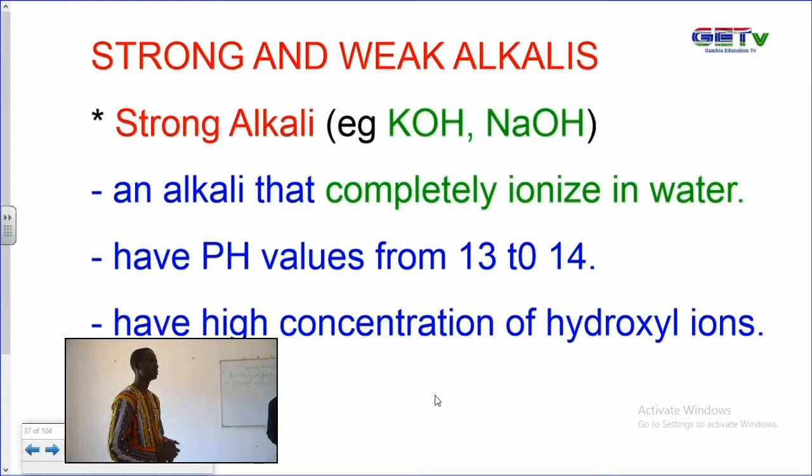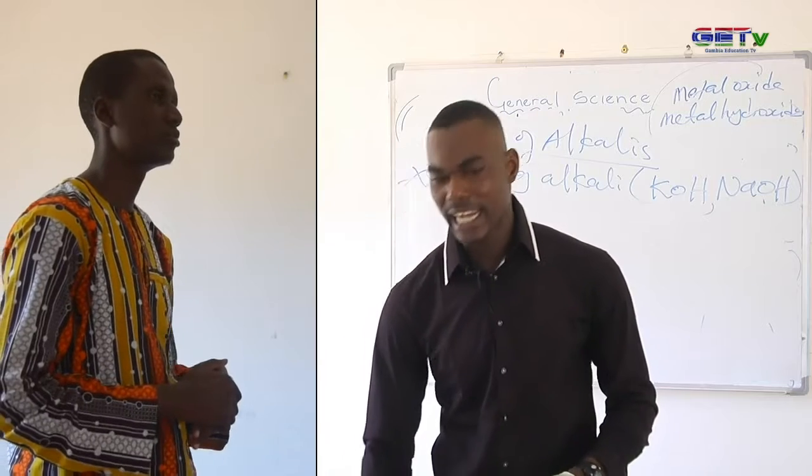Three, strong alkalis have a high concentration of hydroxide ions. Remember, now we are talking about alkalis, so we must mention hydroxide, not hydrogen ions. Hydrogen ions are for acids. Now we are talking about alkalis or bases. So we say strong alkalis have a high concentration of hydroxide ions. Those are the important points you should note about strong alkalis. They completely ionize in water, they have pH values from 13 to 14, and they have a high concentration of hydroxide ions. That is about strong alkalis.